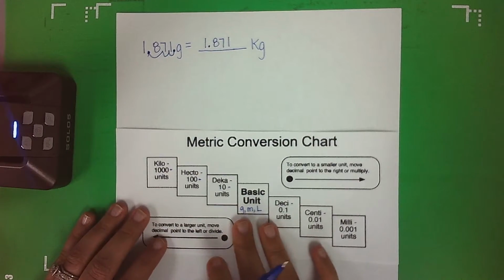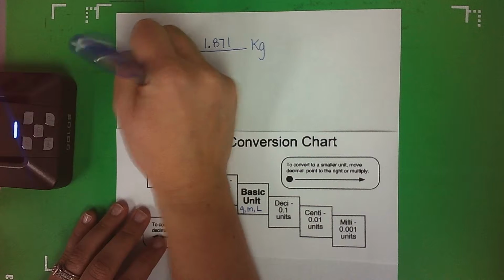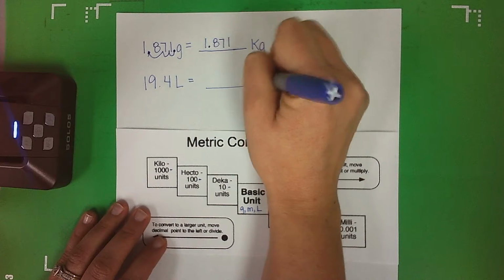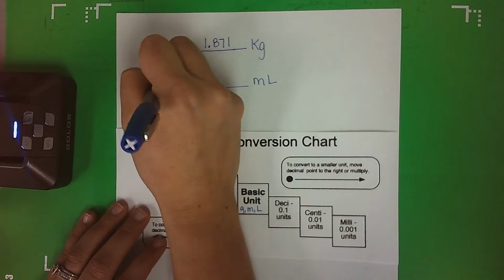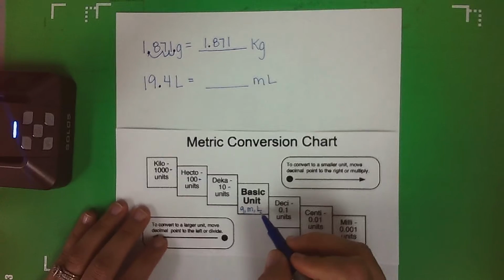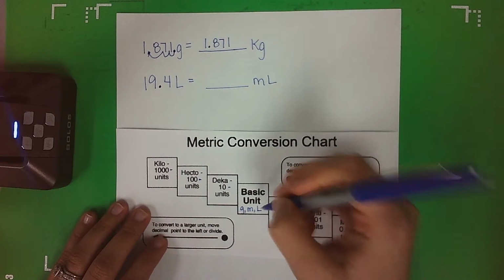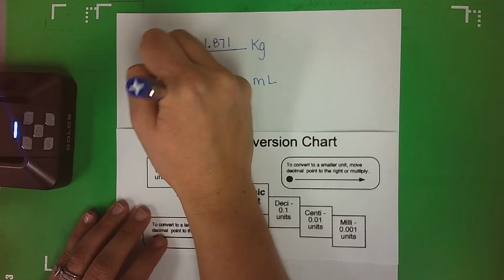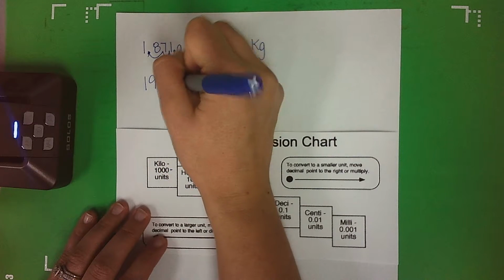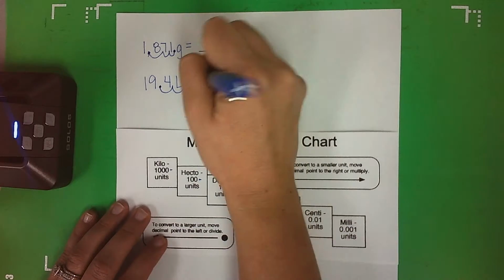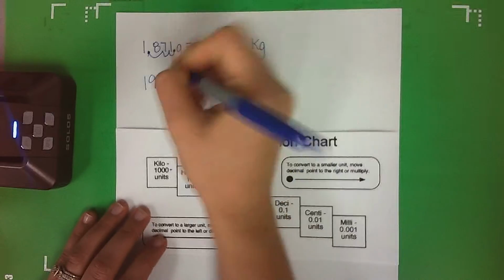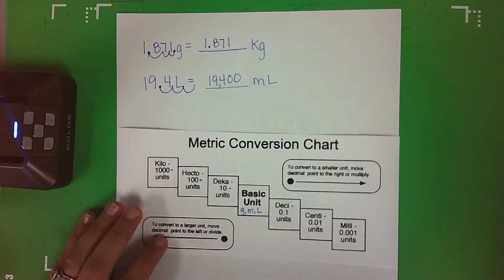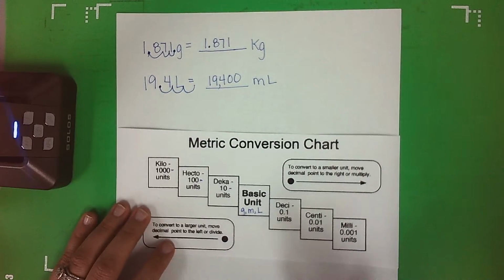So let's do another one. Okay, we have 19.4 liters is how many milliliters? Okay, well, I have a decimal right here. So I'm starting at liters, but this time I'm going to milliliters, so I'm going to the right. 1, 2, 3. So I'm going to move my decimal. 1, 2, 3. So I'm going to put zeros as placeholders. So I have 194, and then I need to place 2 zeros. So I'm going to put a comma. So that's 19,400 milliliters.